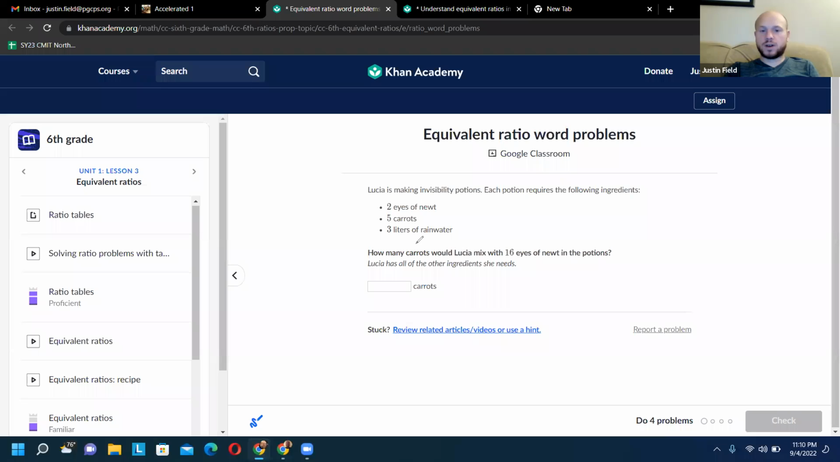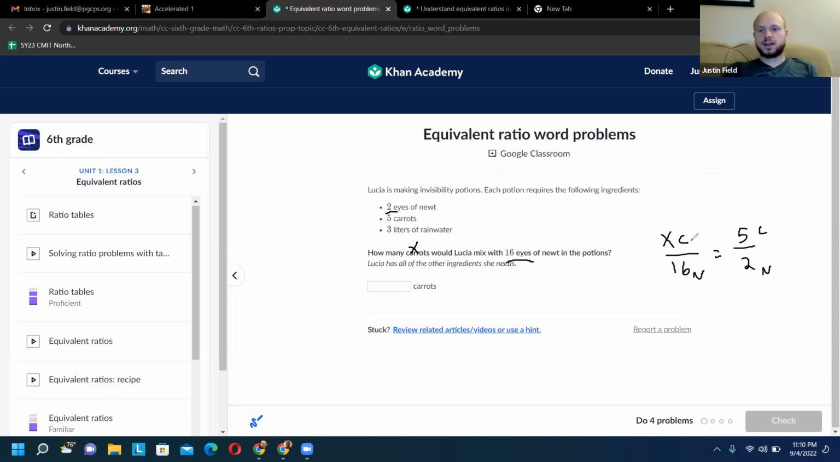So how many carrots? We don't know, so we call it X. X carrots over 16 eyes of newt. And so, well, we know that there's 5 carrots, right? For how many eyes of newt? For every 2 eyes of newt, right? So the 16 eyes of newt and the 2 eyes of newt. So we see that our denominators match, our numerators are both about carrots. And what are we going to do?